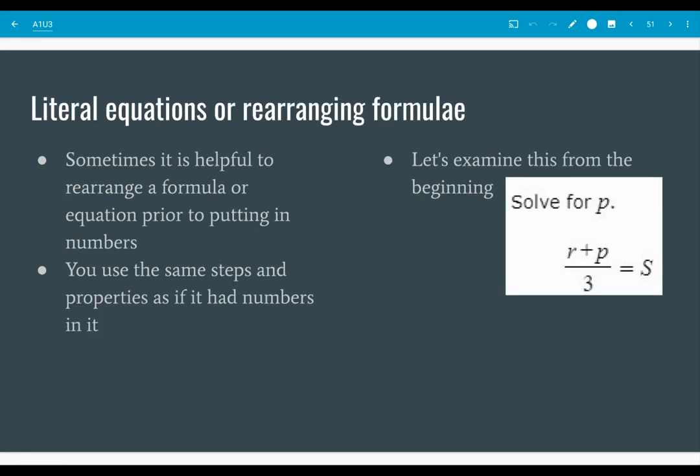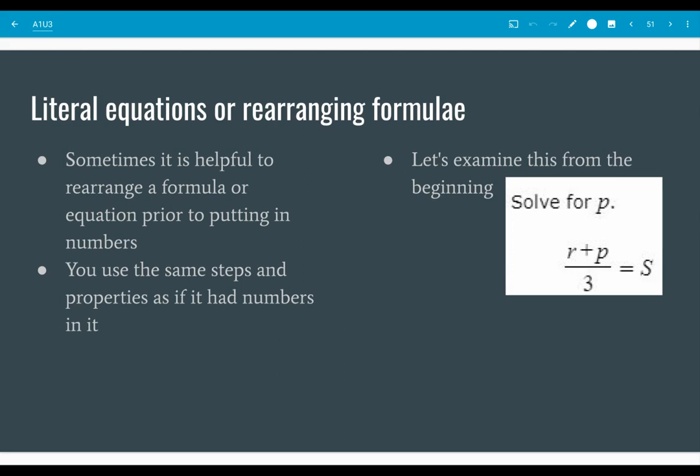So literal equations, we can also refer to it as rearranging. You might use it most often when you're rearranging formulas. Sometimes that's useful to us to help us understand the relationships of variables and how changing one might affect another, or maybe that's the variable we're looking for, and we just want to have one formula to plug in instead of plugging in numbers and then trying to solve for that variable. But in terms of doing all the same steps, everything we've been learning about how to solve problems still applies.